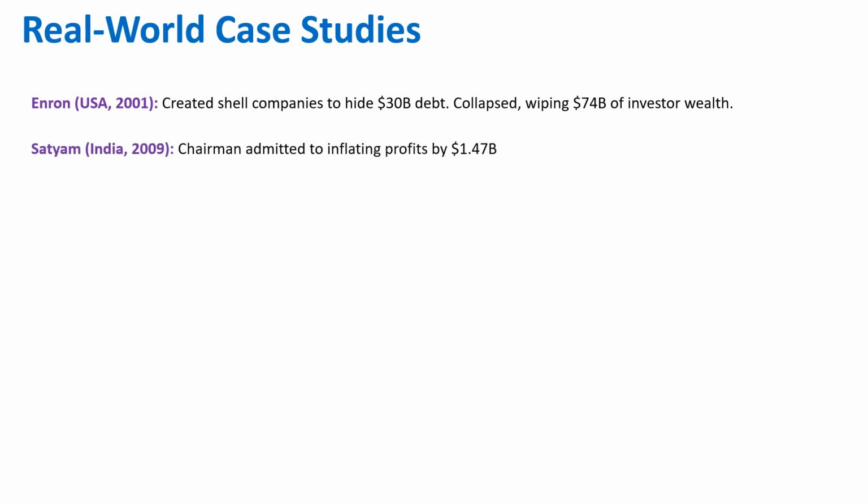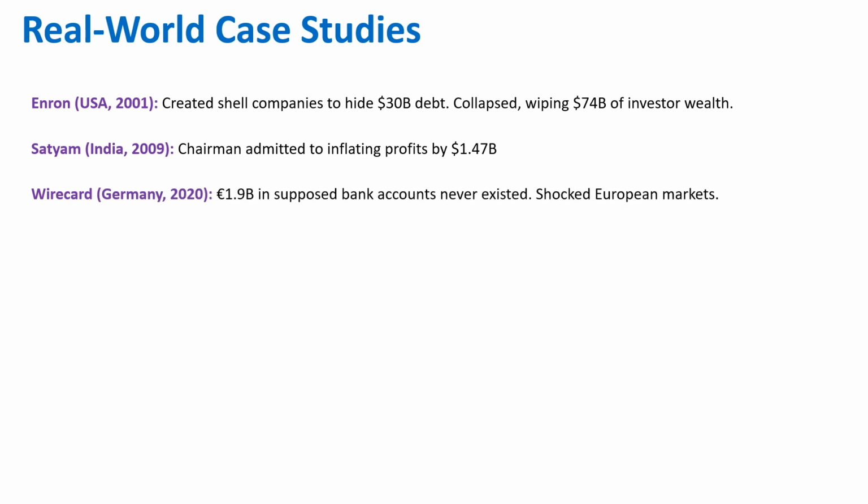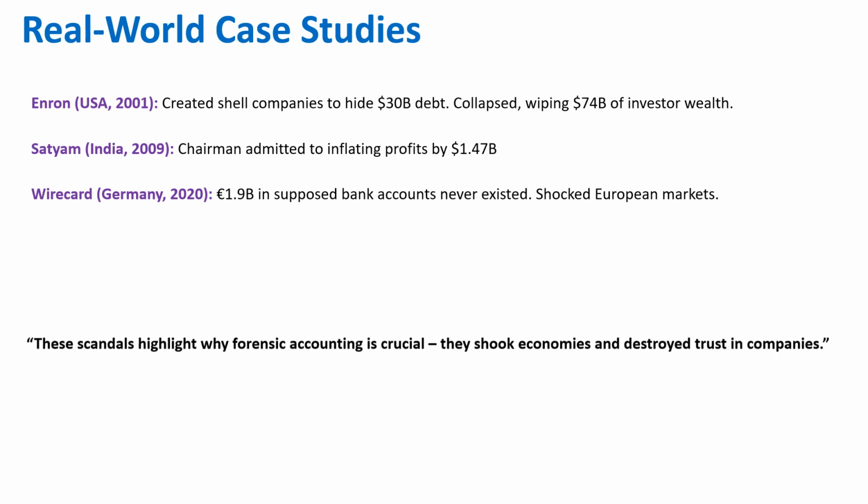Second one, Satyam. It was in India, 2009. Chairman admitted to inflating profits by $1.47 billion. Third case, Wirecard in Germany during 2020. 1.9 billion euro supposedly in bank accounts never existed. Shocked European market. Okay, that means there was no bank account, but it was showing a balance of 1.9 billion euro, quite a big amount.